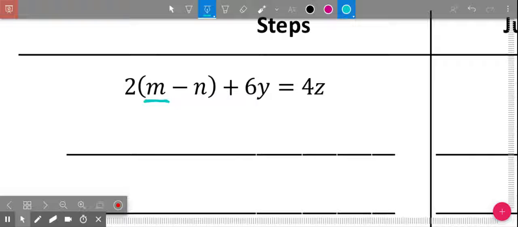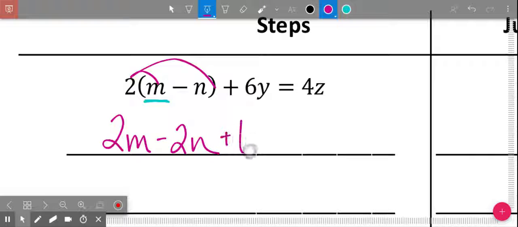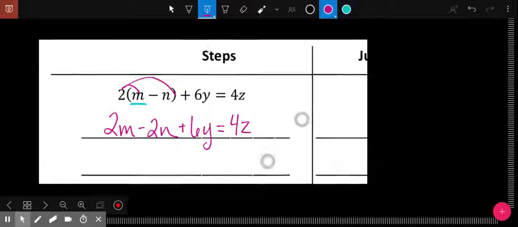Okay. So the very first thing we notice is we have a set of parentheses. And guess what? The m is in the parentheses. So I'm going to treat this like any other problem, and I'm going to distribute the 2 to the m and the n. So when I do that, I'll have 2m, because 2 times m gives me 2m, 2 times the negative n gives me negative 2n, plus 6y is equal to 4z. And in that step, I was using my distributive property.